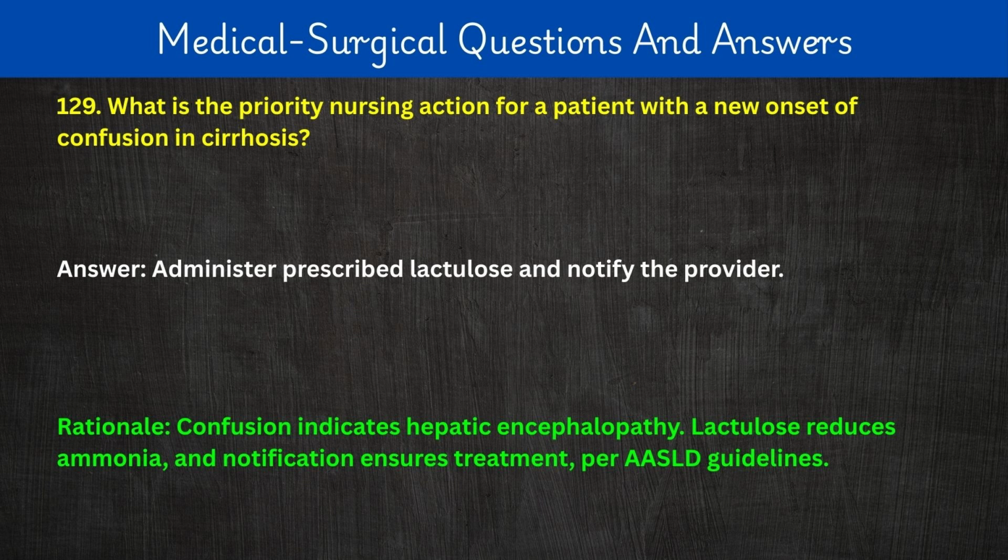129. What is the priority nursing action for a patient with a new onset of confusion and cirrhosis? Answer: administer prescribed lactulose and notify the provider. Rationale: confusion indicates hepatic encephalopathy. Lactulose reduces ammonia and notification ensures treatment, per AASLD guidelines.